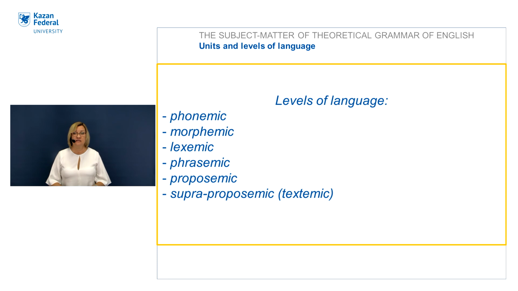The following slide displays the levels of the language starting from the smallest one. As you can see, the lowest and the smallest unit is the phoneme. It has only a form but no meaning. The next unit is the morpheme. It's the smallest meaningful unit of the language. The following unit is the word or the lexeme, which is the smallest nominative unit, together with the phrase, which nominates more complicated phenomena. The next unit is the sentence or the proposeme, which is a predicative unit, and the highest level is that of the text.